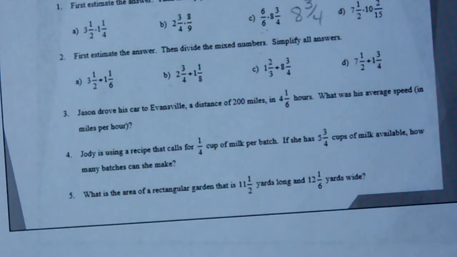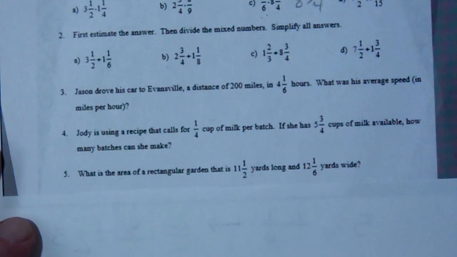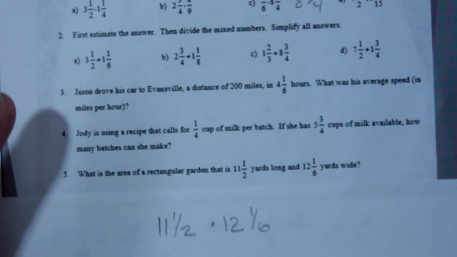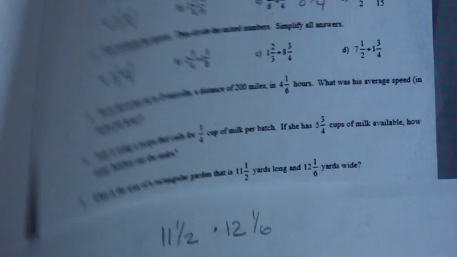And last but not least, we're multiplying these two numbers together to find the area, and that's going to be pretty straightforward. You'll just take 11 and 1/2 times 12 and 1/6 and get the answer to that.